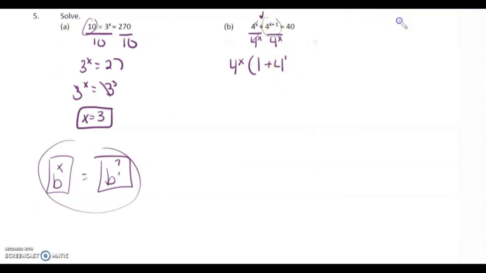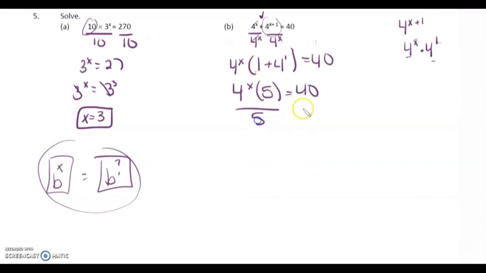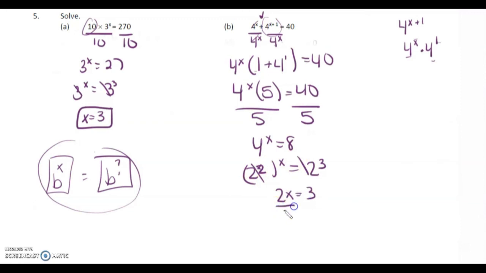Right? Because another way of saying 4 to the x plus 1 is by saying 4 to the x times 4 to the 1. Okay? Because remember, when we have the same base, you add the exponents. And that equals 40. So I'm going to just simplify this a little bit. This is going to equal 5. So I'm going to divide both sides by 5. I get 4 to the x equals 8. We're going to go 2 squared to the x equals 2 cubed. So I get 2x equals 3. Divide both sides by 2. x equals 3 over 2.